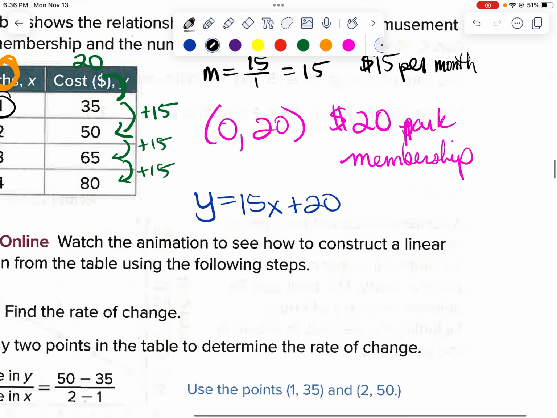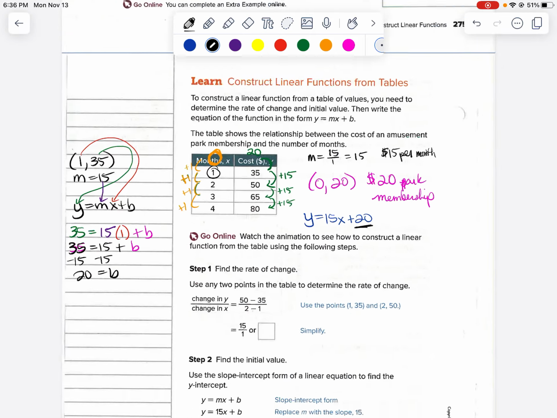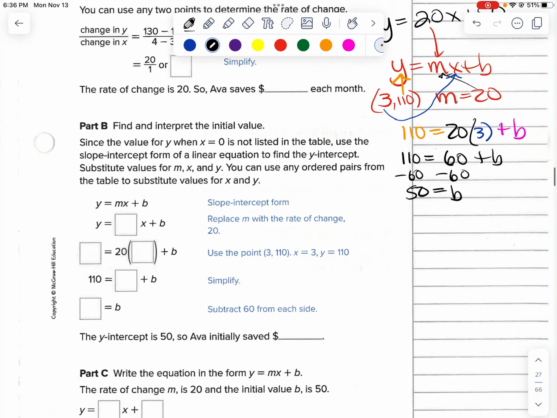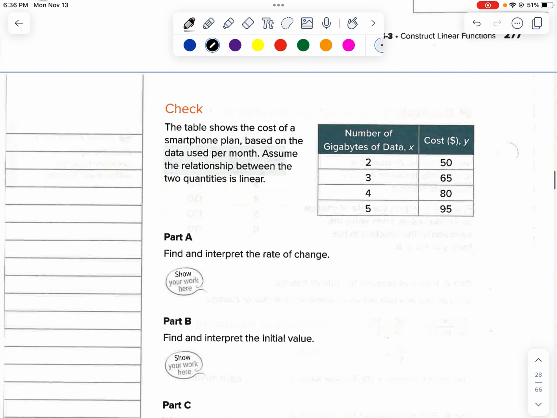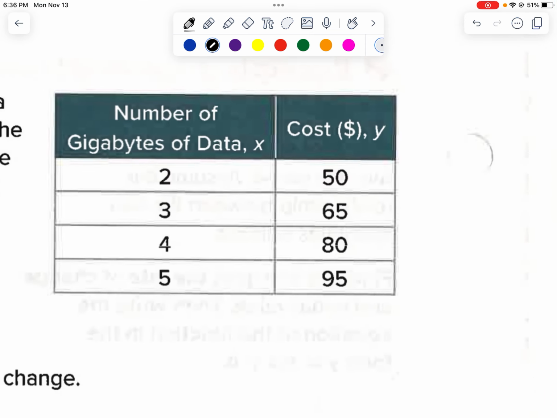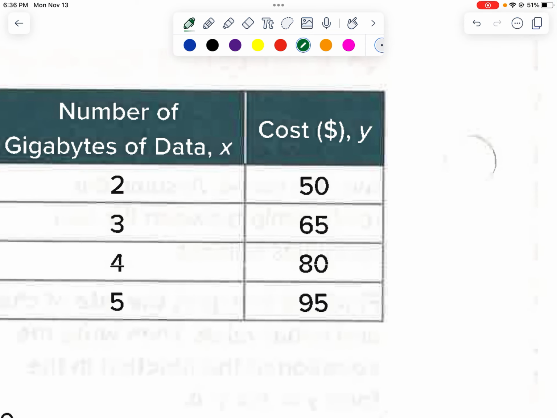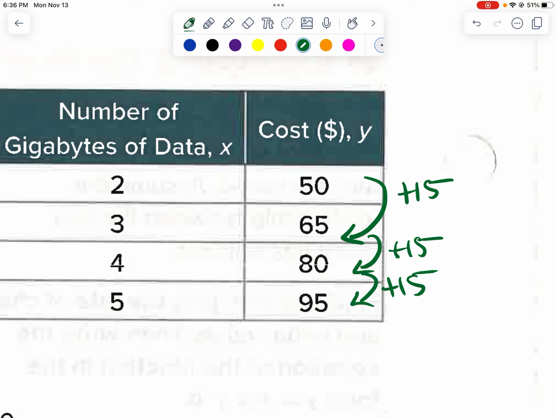Is that what we found over here? That is what we found. So either way will work. Sometimes your numbers get way too big, and so you can't do it the other way. So here we go. Rate of change. This is going to go up by 15, up by 15, up by 15. Over here, this is going to be up by 1, up by 1, up by 1.